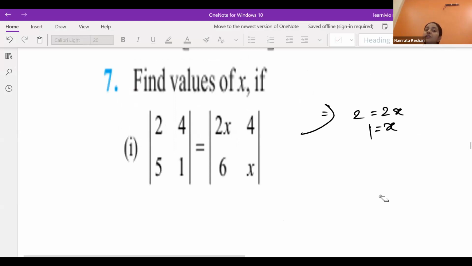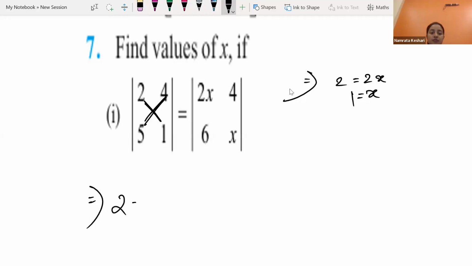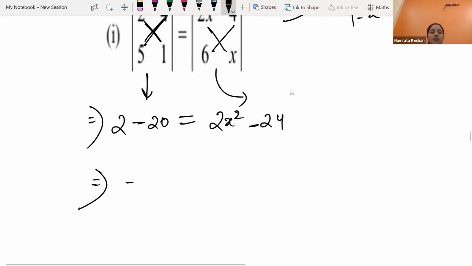But this question will be from the determinants chapter. If we have to find the x value by using the concept of determinants, then we will be using the concept of determinant. Like this, 2 multiplied by 2 and this 2 multiplied by 0. So the determinant from this one is equal to the determinant from the other one, which will be 2x square minus 6 fours are 24, so twice x square minus 24.